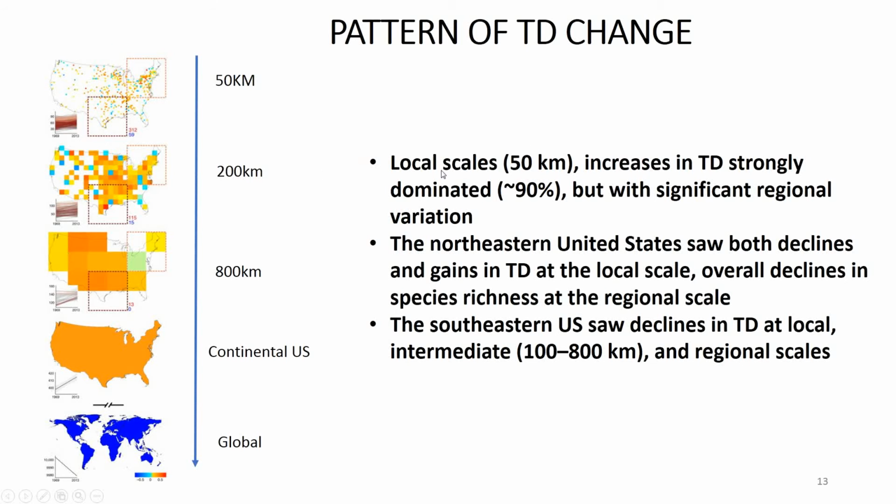So we can see the local scale increase in taxonomic diversity with significant regional variation. The northeastern United States shows both decline and gain in taxonomic diversity at the local scale, and decline in species richness at the regional scale, and the southeastern US saw decline in taxonomic diversity at local scale, intermediate scale, and regional scale.